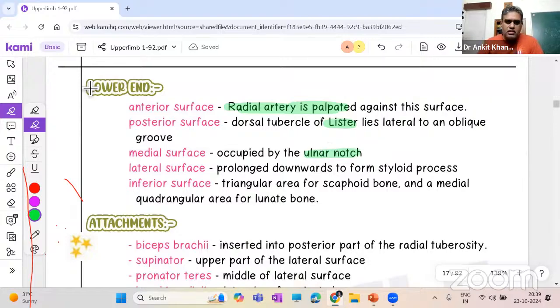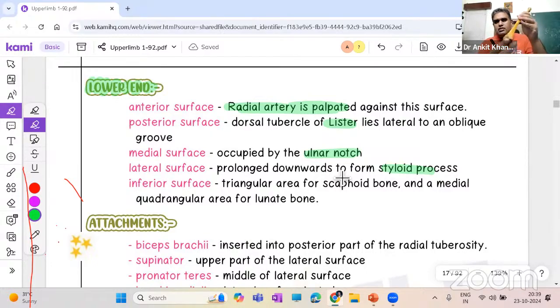So this is about the lower end. Upper end, ulna had a radial notch. Lower end, radius will have the ulnar notch. Lateral surface, styloid process, we have seen. And inferiorly over here, I can look at the radius inferiorly. Which bones will come over here? It will be the carpals.